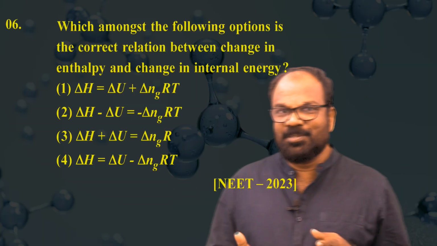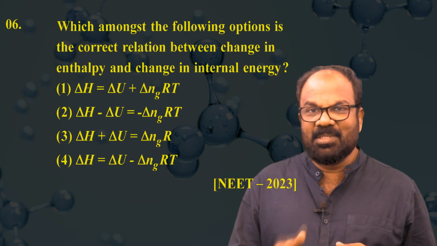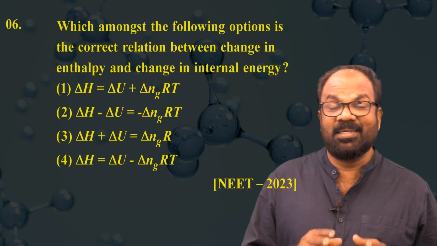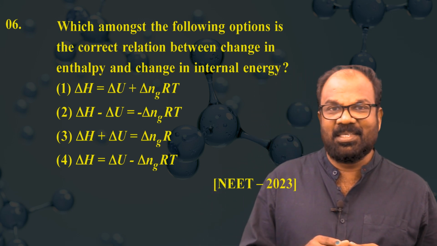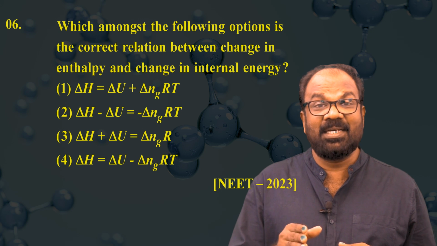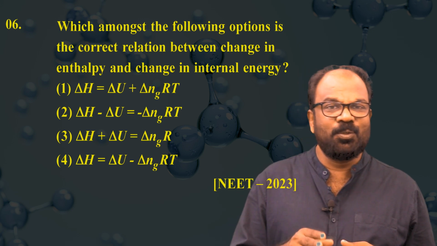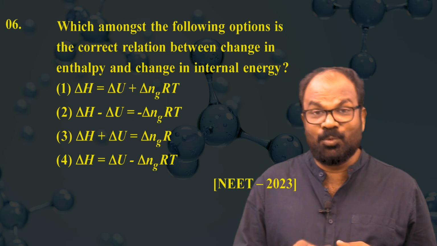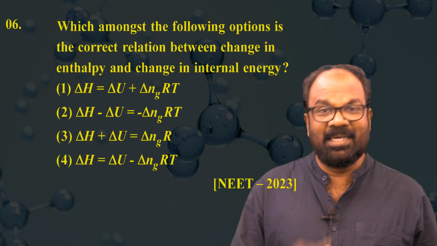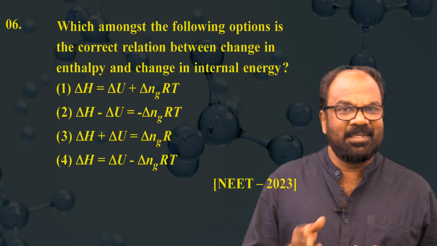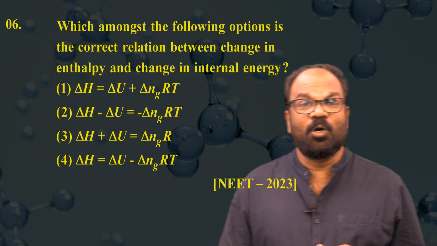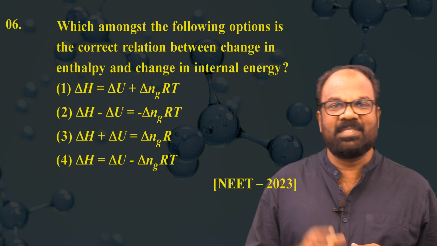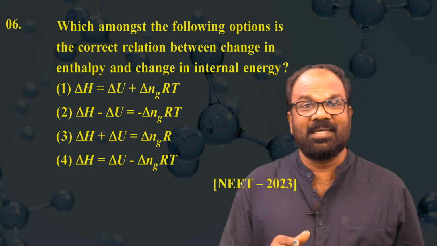Then question number 6. Which amongst the following options is the correct relation between the change in enthalpy and the change in internal energy? Option number 1, delta H is equal to delta U plus delta nRT. Option number 2, delta H minus delta U is equal to minus delta nRT. Option number 3, delta H plus delta U is equal to delta n into R. Option number 4, delta H is equal to delta U minus delta nRT.